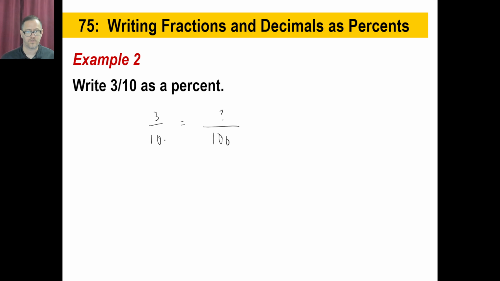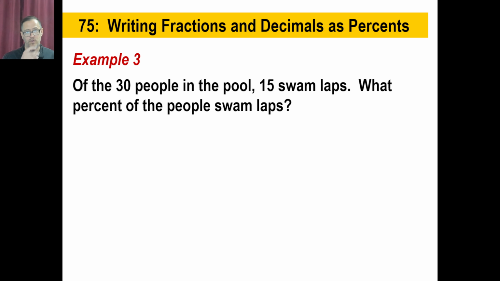Well, what did you do to 10 to make it into 100? You multiplied it by 10, right? So if you do it to the bottom, you do it to the top as well. So 3 times 10 would be 30. So 30 over 100, that's your percent, all right? Here's a question for you.